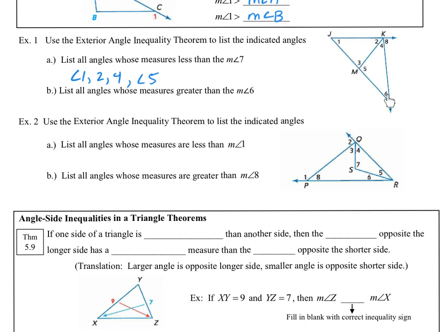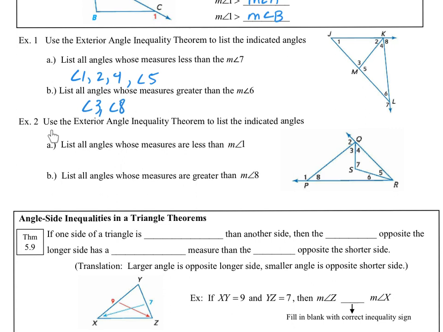And then 6 is also an interior angle of this larger triangle. And when we extend side JK, we see that 8 is an exterior angle to this bigger triangle. So that means 6 has a smaller measure than both angle 3, that's exterior to this smaller triangle, and angle 8, that's an exterior angle to this larger triangle. So we'll go ahead and list those, angles 3 and angle 8.